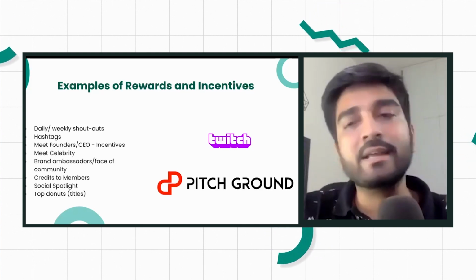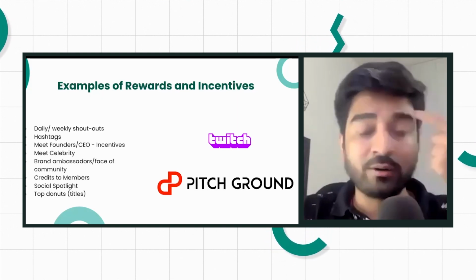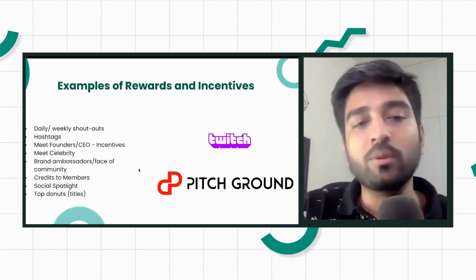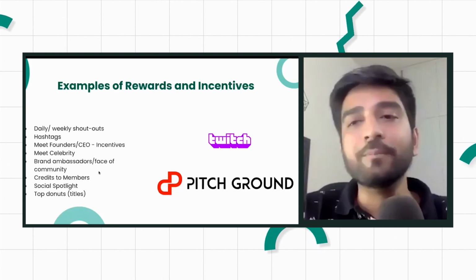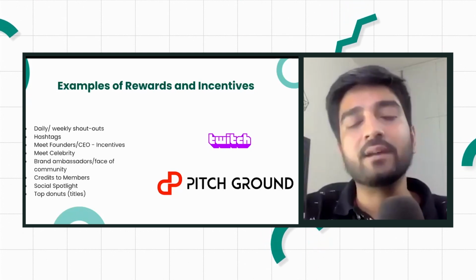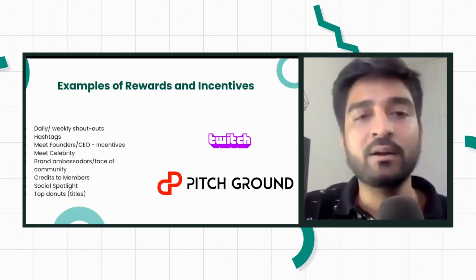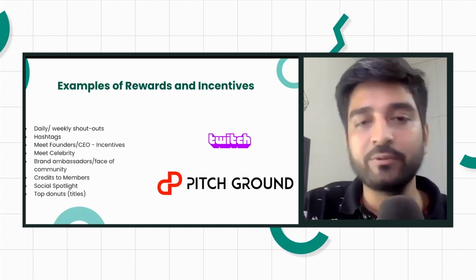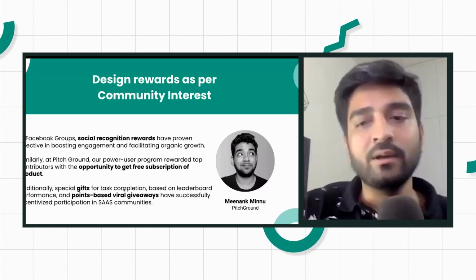You could enable people to meet specific people, whether it is founders, where people would love to meet the team behind the product, or generally micro celebrities or macro celebrities depending on your community's interest. You could make these people the face of the community. You could give credits of a product. So let's say if you're a SaaS company, you could give credits to your members who are winning whatever game you are enabling them to play in the community. So yeah, these are a few examples.